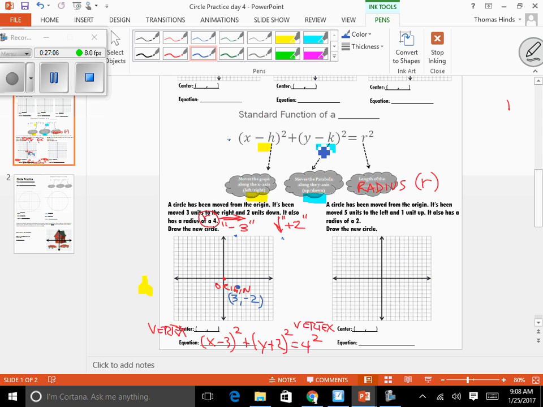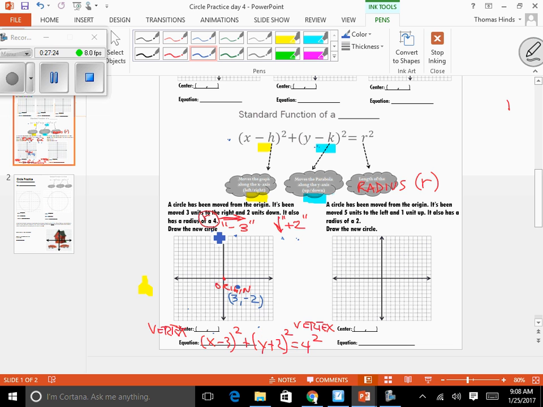the X goes with the 3 because that's the left and right, that's the H. The 2 goes with the Y because it's up and down. And they told us that the radius is a 4. So just like the equation up here, whatever the radius is, we raise it to the second power. And that's why there's a 4 there.